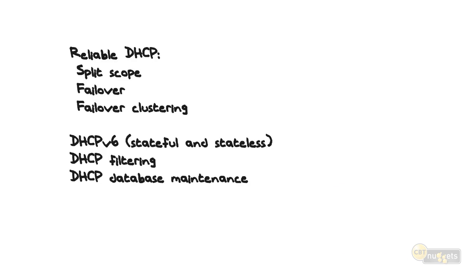With that in mind, here are the topics we'll cover. We'll start by covering some of the techniques you can use to make DHCP more reliable, including setting up split scopes, DHCP failover, which is a new feature in Windows Server 2012, and failover clustering. We'll then talk about some of the techniques you can use to make DHCP a little bit more suitable for a particular environment. We'll talk about the DHCPv6 options, both stateful and stateless design, DHCP filtering, and briefly cover the main DHCP database maintenance task, which is making sure the thing gets backed up.